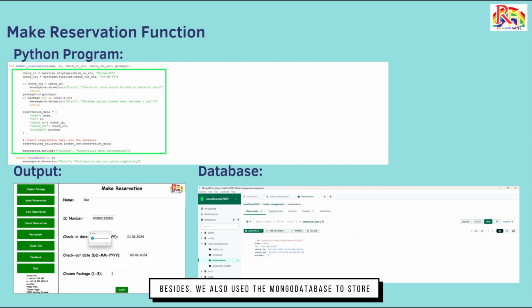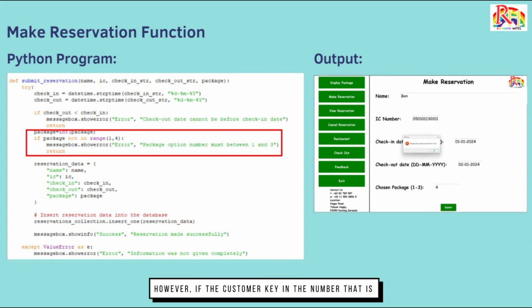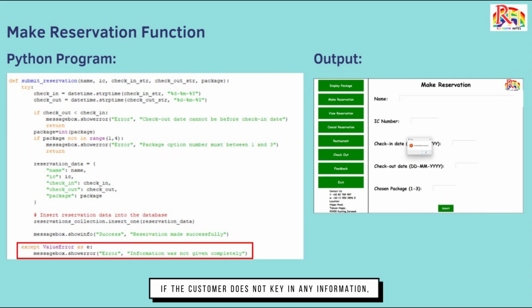Besides, we also use the Mongo database to store our customers' information, displaying reservation made successfully for the customer. If the customer keys in the wrong date, it will display error, checkout date cannot be before check-in date. However, if the customer keys in a number that is out of the range between 1 and 3 for the package option, it will show error, package option number must be between 1 and 3. If the customer does not key in any information, it will display error, information was not given completely.